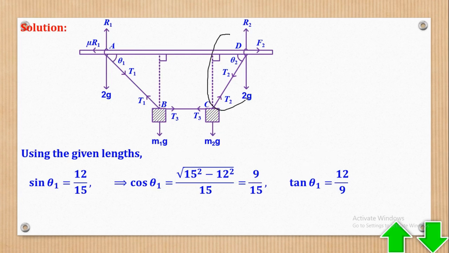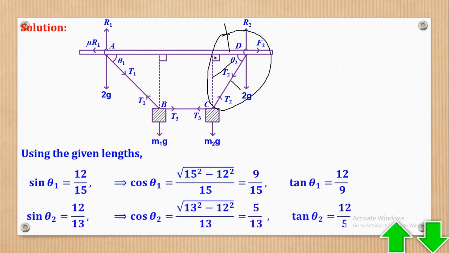So now we shall go to this triangle, and for this triangle, when the angle is there, it implies that this is the opposite, the hypotenuse is here and the adjacent is there. Therefore sine θ2 will be equal to 12 over 13. We are given this as 12 and this as 13. That means the adjacent can be got from Pythagoras theorem, and it will be the square root of 13 squared minus 12 squared, which is 5. So cos θ2 is equal to 5 over 13 and tan θ2 is equal to 12 over 5. So now that we have got the angles θ1 and θ2, we can resolve.